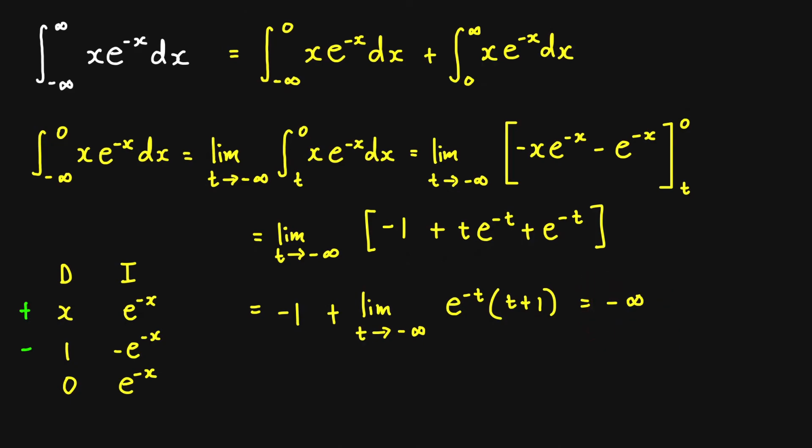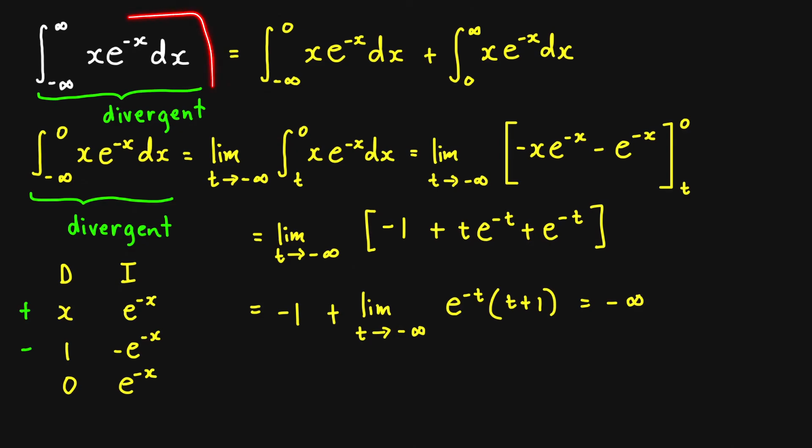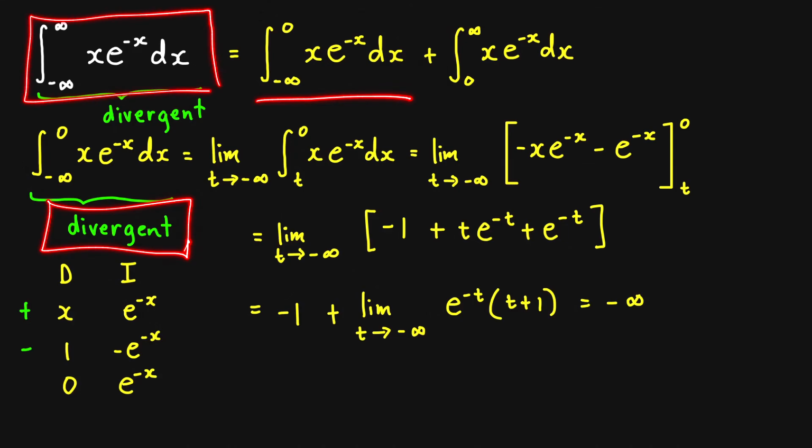And what does this tell us? It tells us that this integral here is divergent. And because this is divergent, we can now conclude that the original integral is divergent. So here, if we had computed the value of this improper integral first, then we wouldn't need to evaluate this improper integral, because after you show that this is already divergent, you can conclude already that the original integral is divergent.